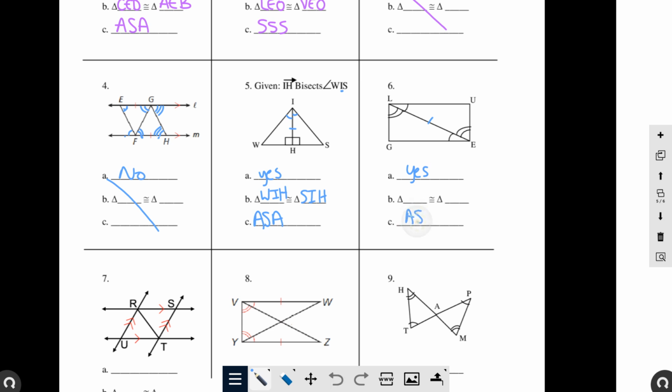Angle, side, angle. That's right. We have two angles and the side that connects those two angles. Now be careful when naming these. I'm going to name the one on the bottom, and I like to go by the angle. So I'm going to say ELG. 1 mark, 2 marks, no marks. So how would you name the top triangle?